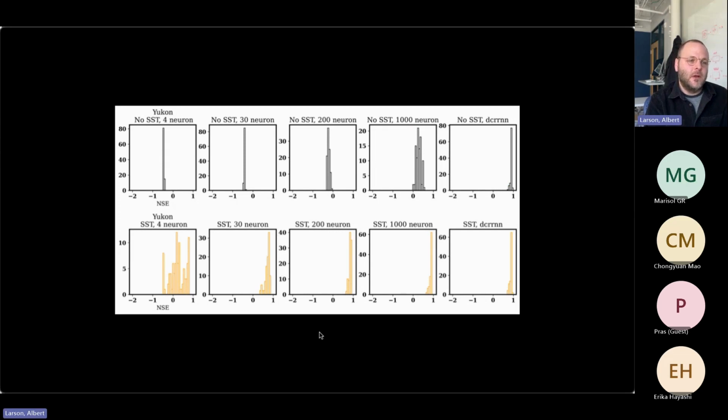And then the same is true for the Yukon. Really, when you look at just column 1 and column 2, you kind of see it, right? So the Yukon with no SST, all these values are right at between -1 and 0. When you've got SST at the 4 neuron, there's a wide spread. But then as soon as you bump up to 30 neuron, you parameterize a little bit better, you're getting a vastly improved calibration and forecasting.